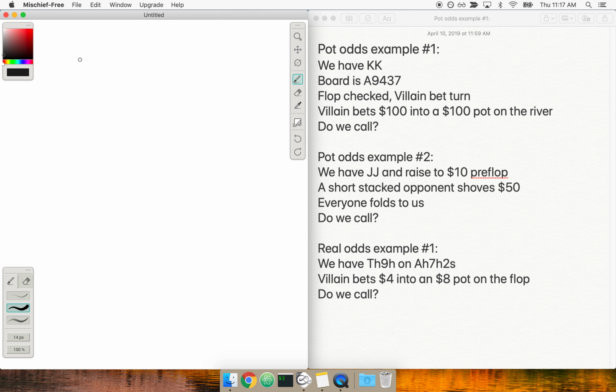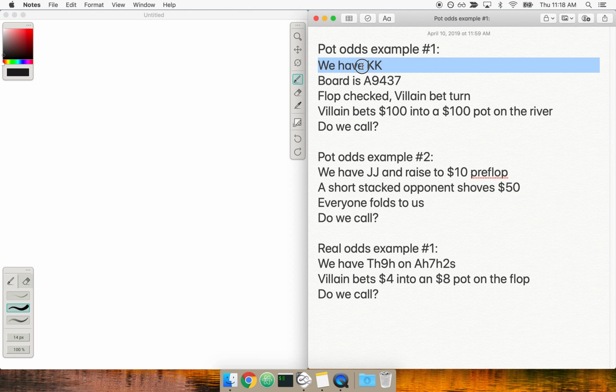We're going to start off with pot odds, and to understand it, we're going to go through this hand example. We have pocket kings. The board comes ace, 9, 4, 3, 7. The flop checks, and then villain bets the turn. And then on the river, villain bets $100 into a $100 pot. So we have to decide whether or not to call with our pocket kings on this board where there's an ace. How do we go about doing that?